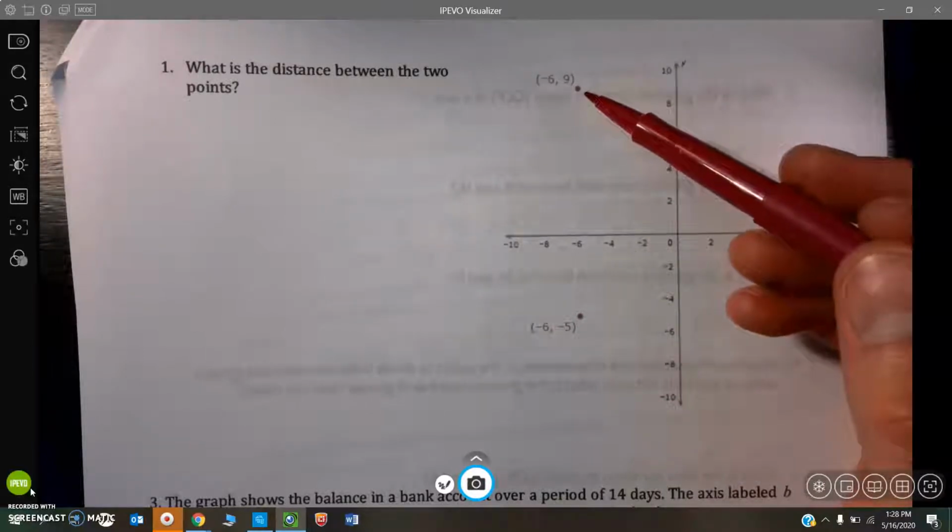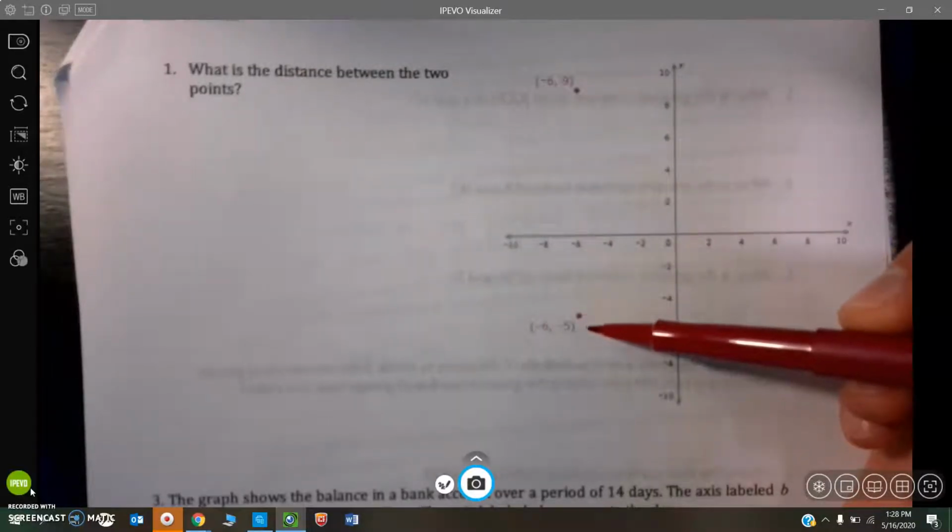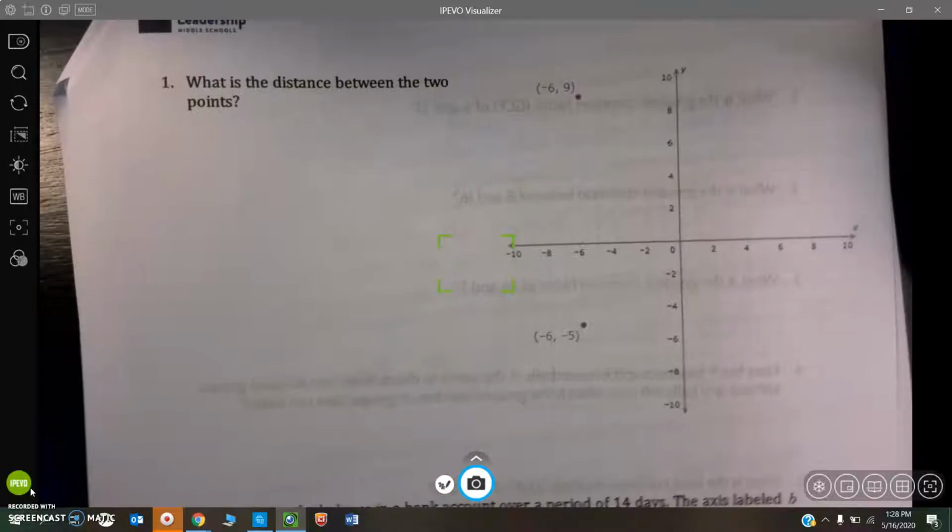9 is positive, it's way up here. -5 is negative, way down here. So how far apart are they? Well, it's pretty easy to find when they share a coordinate. So they share the x coordinate, like we said. They both have -6. So then all we have to do is count down.